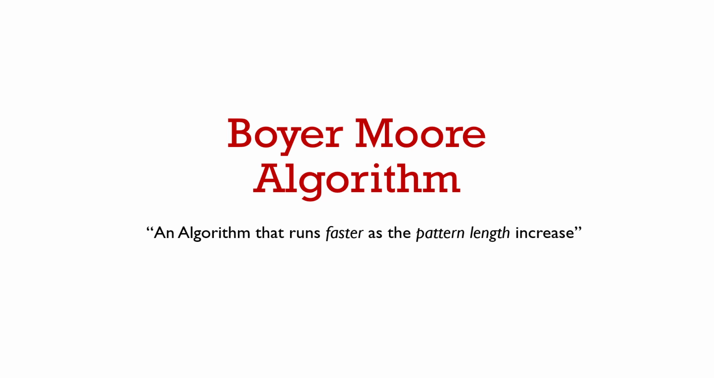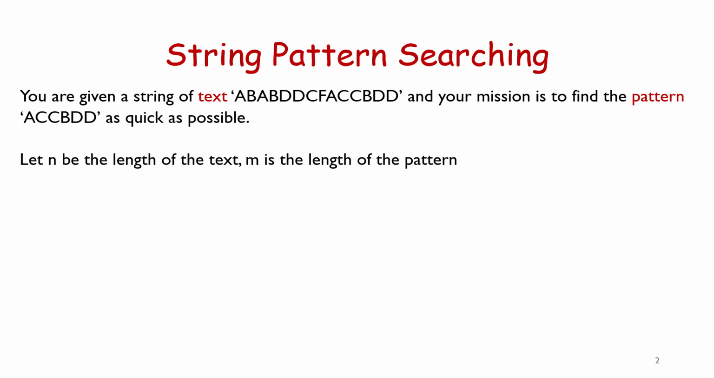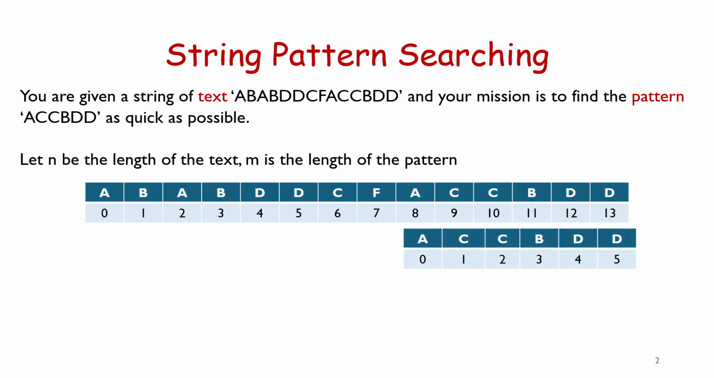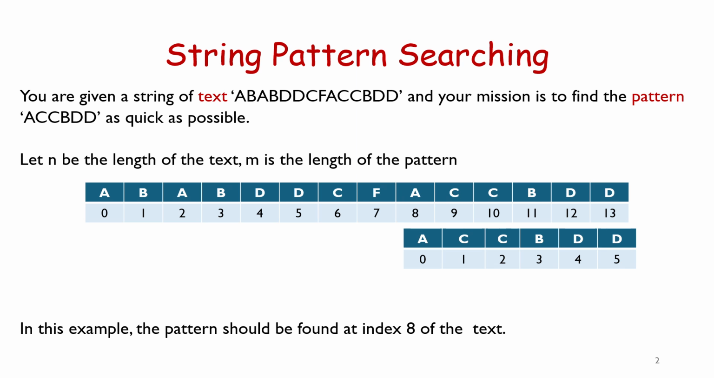Today I'll talk about the Boyer and Moore algorithm, a pattern matching algorithm that claims to run faster as the pattern length increases. So here we look at an example problem where we are given a text and need to find a pattern. Please note that in this presentation we call the string the text and the patterns the patterns, and also let n be the length of the text and m be the length of the patterns. Please remember this, as these terms will be used throughout the presentation. In this example, the pattern should be found at index 8 of the text.